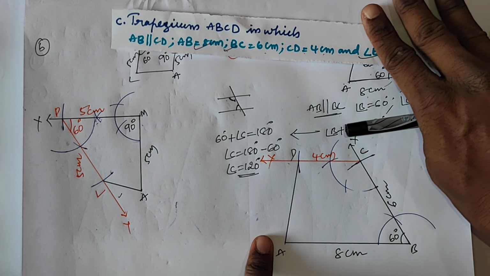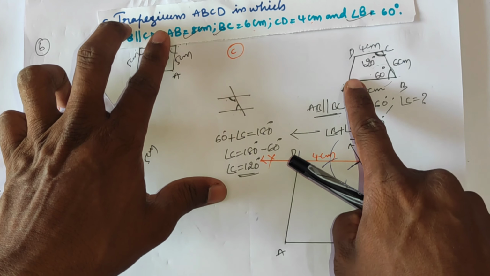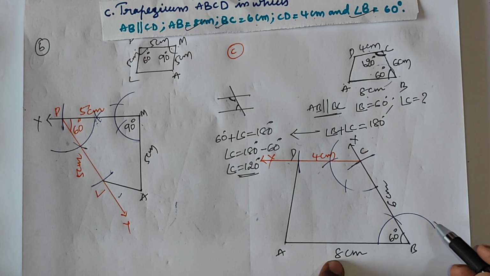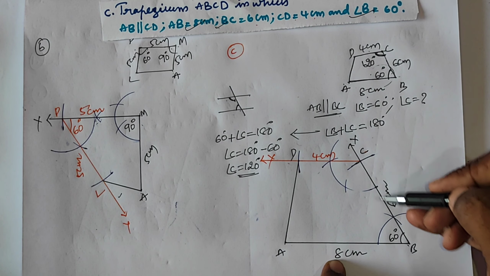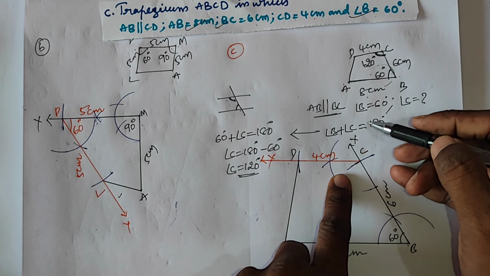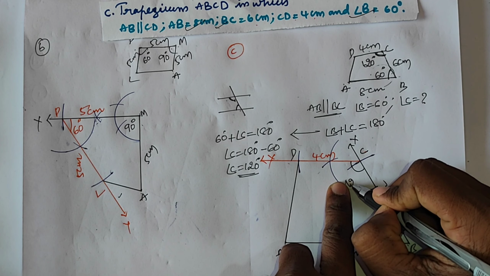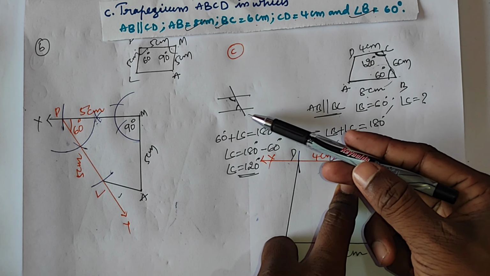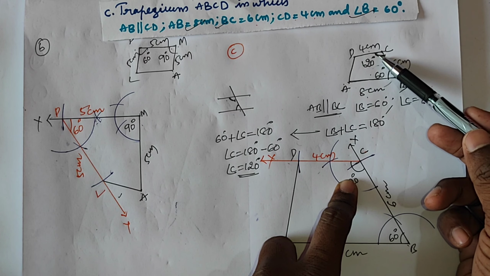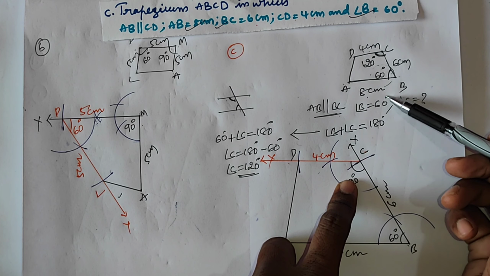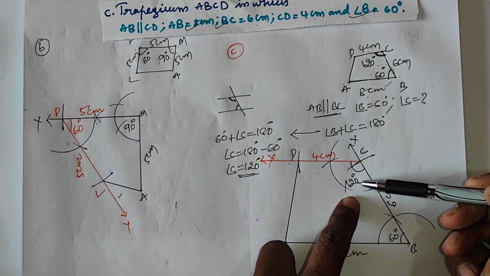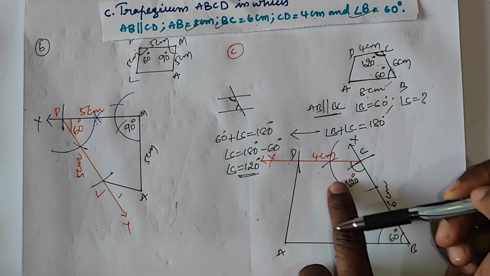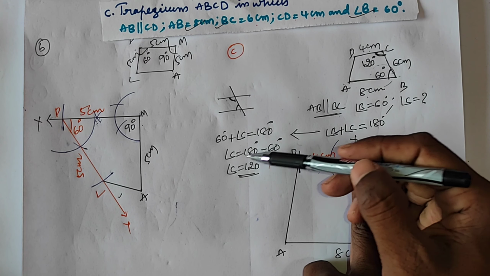Okay, once again we'll see the construction. First we drew a rough sketch, then we took line segment AB as 8 centimeters, then we constructed the given angle B as 60 degrees, and this is 120, right? To get this 120, we use the transversal line rule. We know that the sum of interior angles of a transversal line is equal to 180. 180 minus 60 is equal to 120 degrees. With center C, we constructed 120 degrees, and we drew a ray CY.